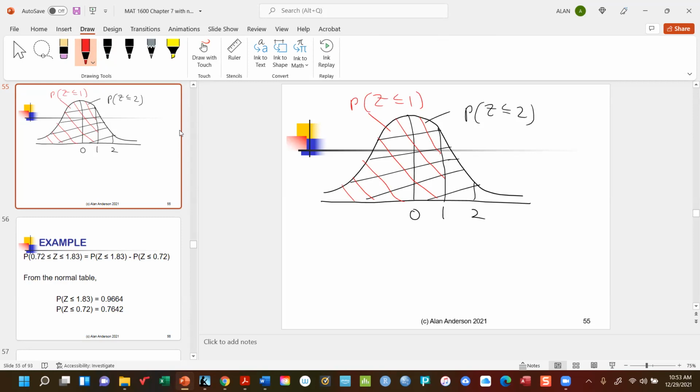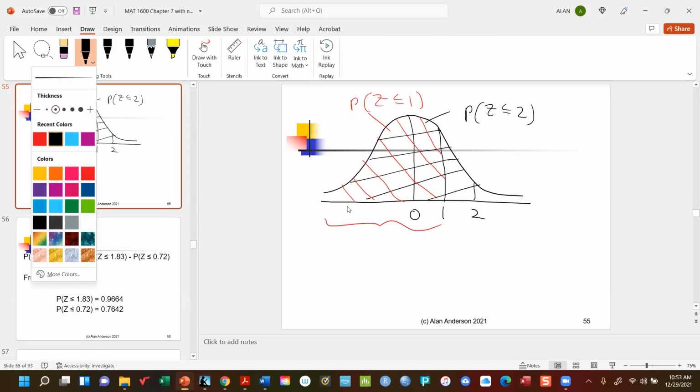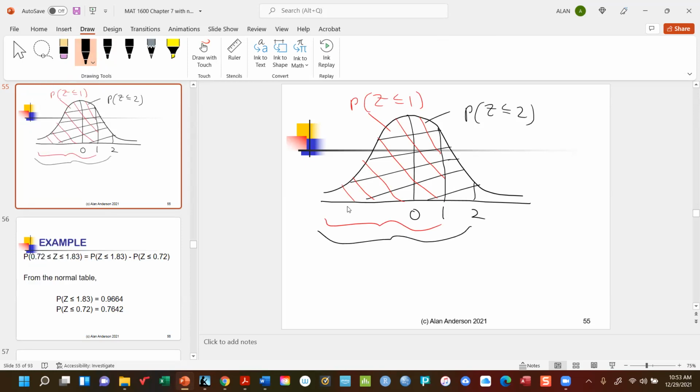Okay, so this is going to be subtracted from this. So we can look these up in the tables, but remember, we need 3 decimals. So what we're going to do is write this as 1.00, and we'll write this one as 2.00. So we'll go back to the table for, now 1 we've already seen. 1 is easy.